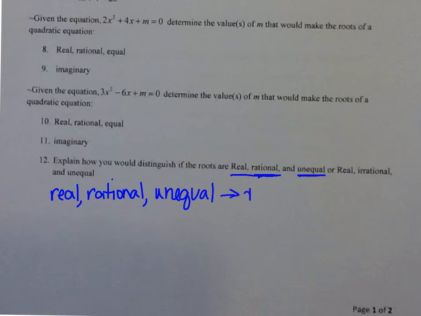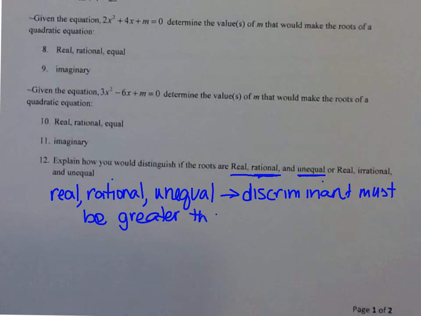So we know the discriminant must be greater than 0. It can't be equal to 0, because if it's equal to 0, remember, they're equal roots. Has to be greater than 0, which means it's positive, and in order for it to be rational, it has to be a perfect square.